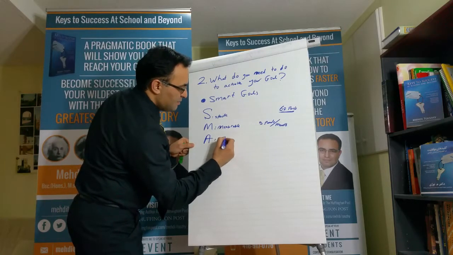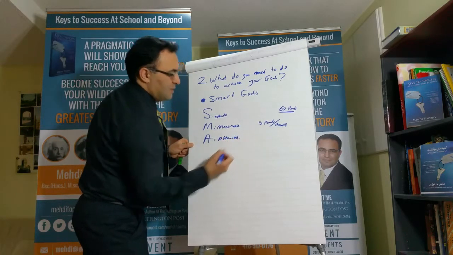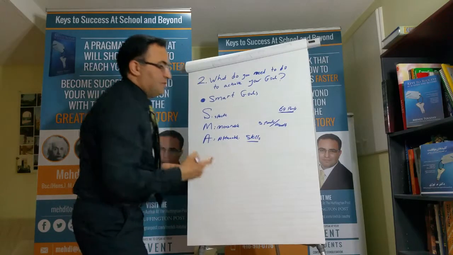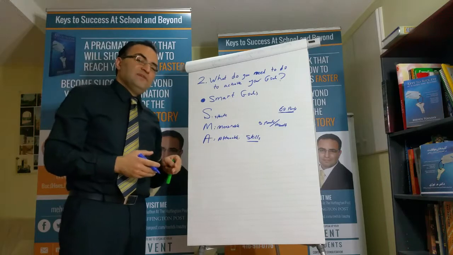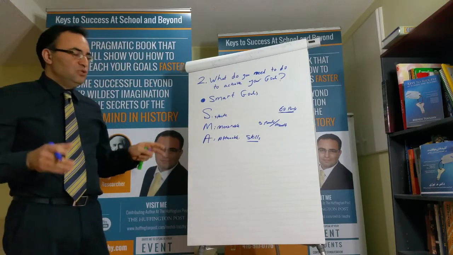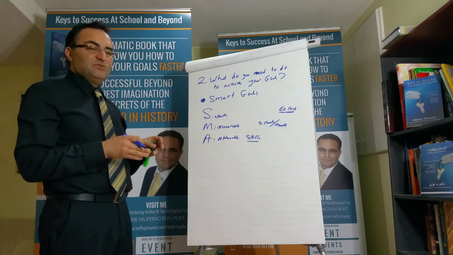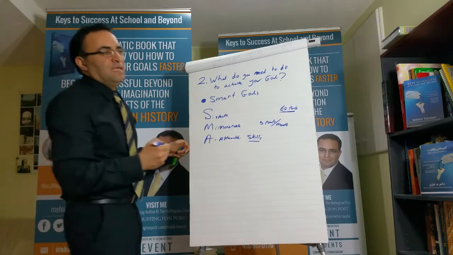And A stands for attainable, and that is the skills you need to get to your goal. If, for instance, you don't have the right attitude, the positive attitude, you need to work on that to bring you to have a positive attitude to get to your goal. So these are within the skills.